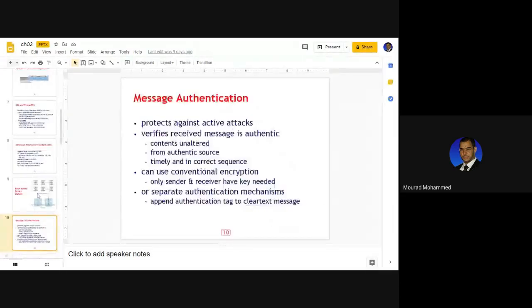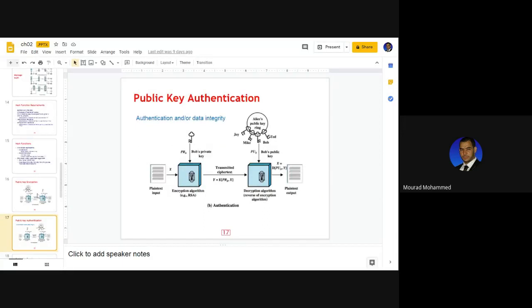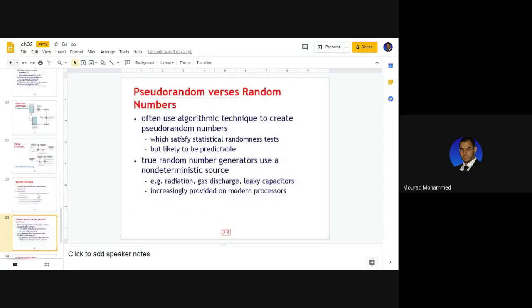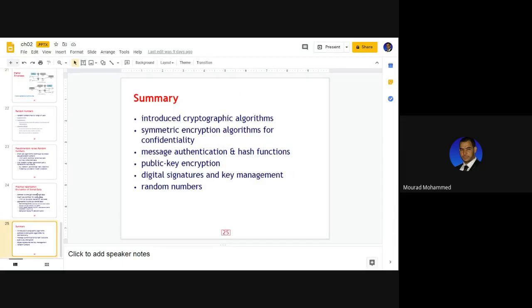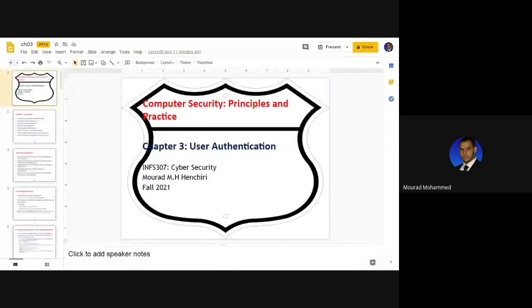So if you do not have any questions from this unit, we'll pass to the next unit, which is the authentication. Shall we?